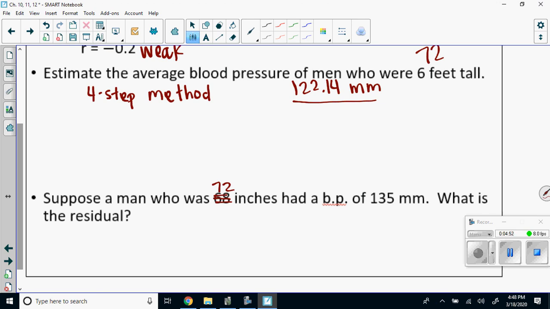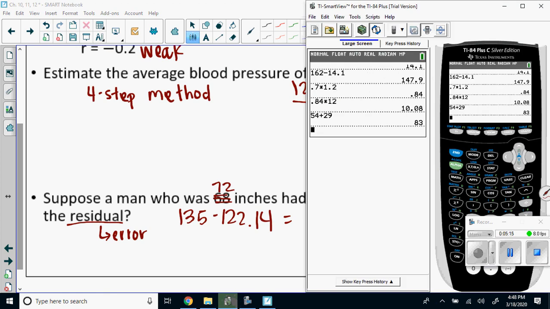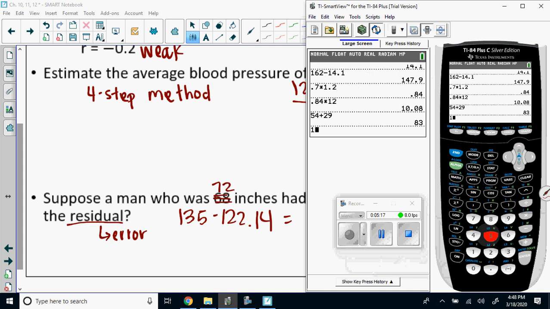The residual is what we want to do. So that's what I just said. It's about 13. That's the error. It's positive because it was higher than what we anticipated it to be. Sorry, I jumped ahead a couple slides. Okay, so the residual is simply the error, and it is almost 13. Let's see, it's 135 minus 122.14.